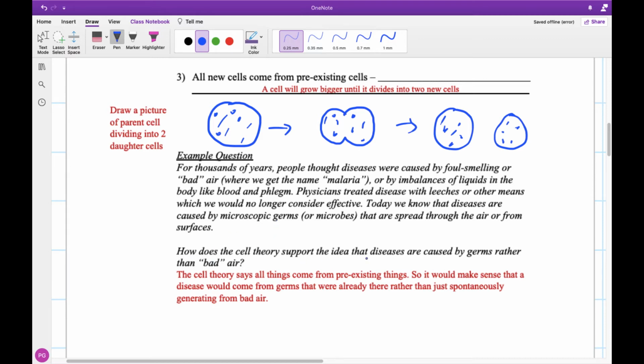And how does cell theory support this idea that diseases are caused by germs rather than bad air? Well, cell theory tells us that all things come from pre-existing things, so it would make sense that disease would come from germs that are already there rather than spontaneously generating. If we think about the mice example that we started off with, mice don't just spontaneously appear in piles of dirty clothes, and germs don't just spontaneously appear in foul-smelling air. They come from somewhere else. Same with these imbalances of liquid in the body. These imbalances don't cause diseases, but things that can enter the blood or into our phlegm can cause diseases.